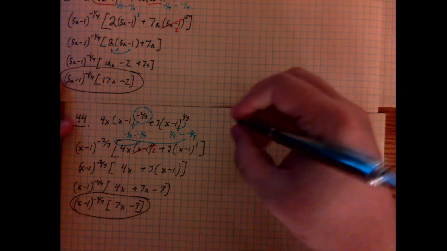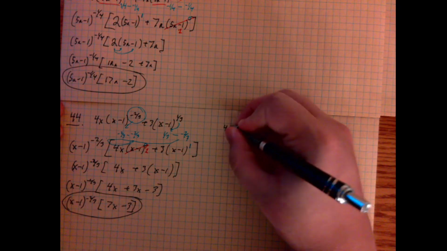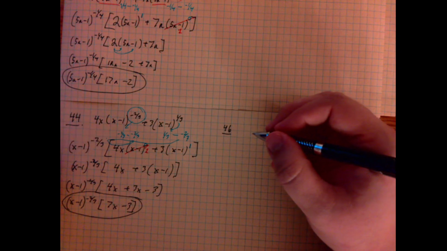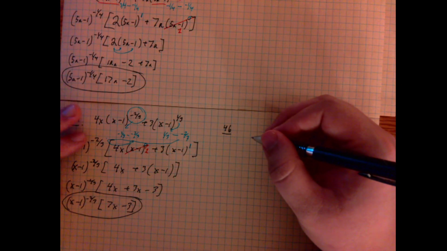Let's look at 46. We've done plenty of these where we factor out the negative power, but you remember, you're just always factoring the lower one. It's always the lower of the two, not always the negative, because maybe there isn't a negative, and so it doesn't change anything.